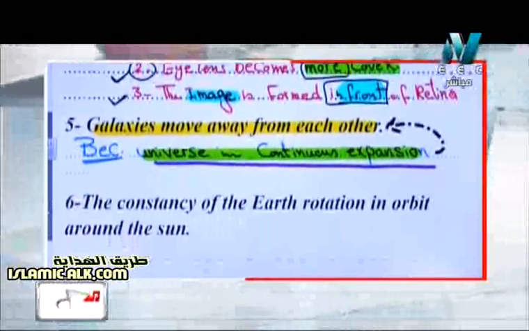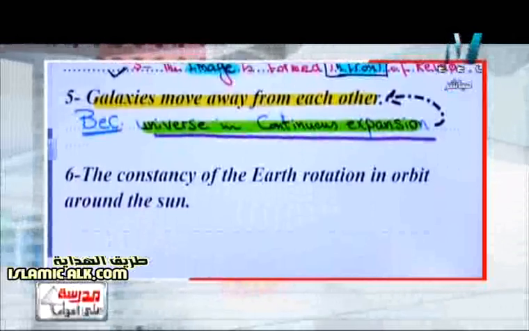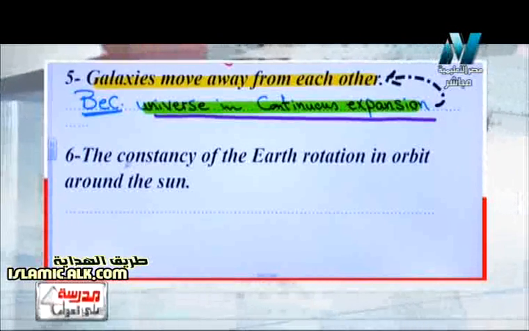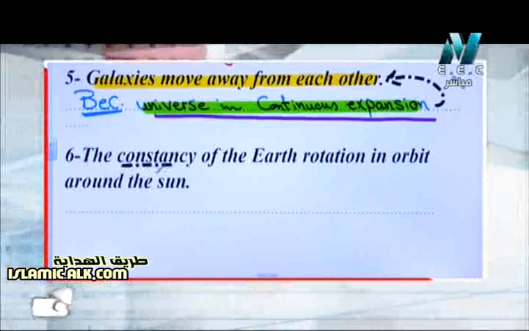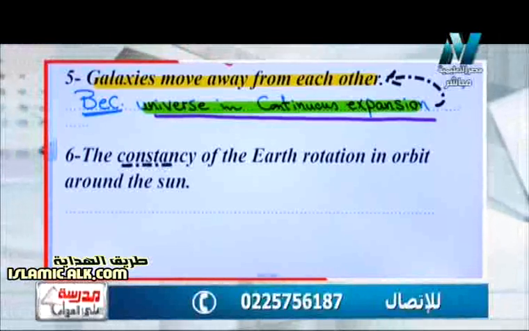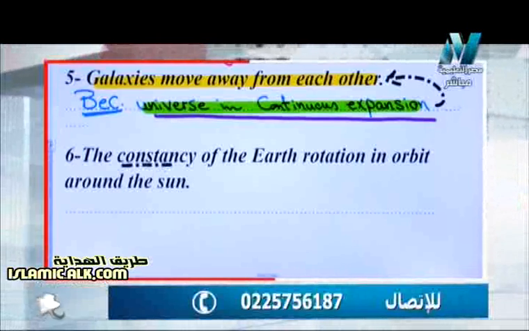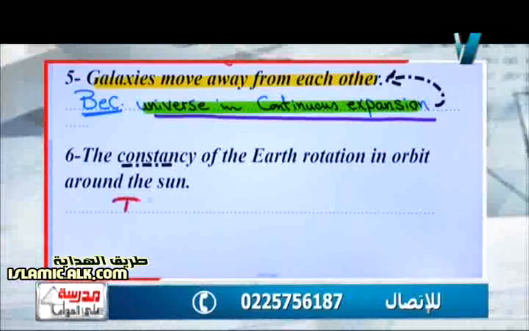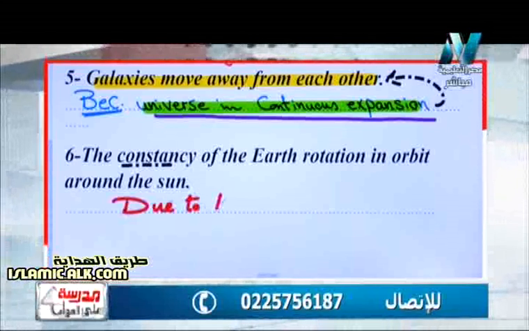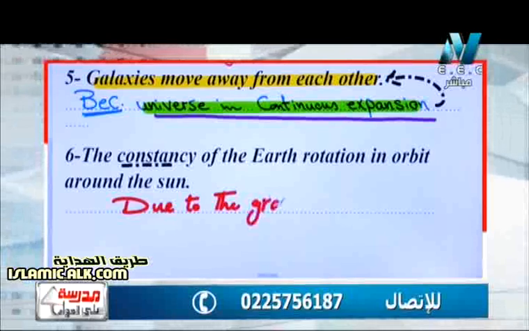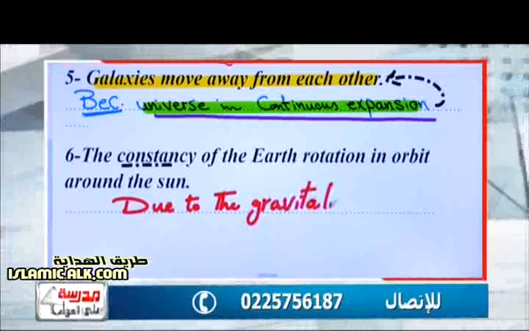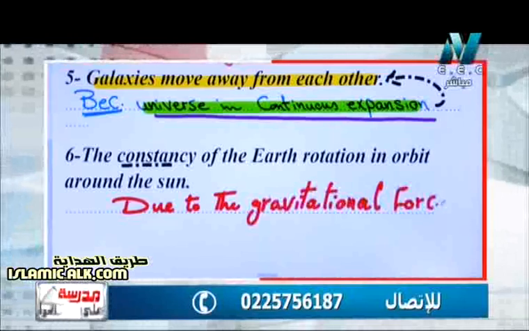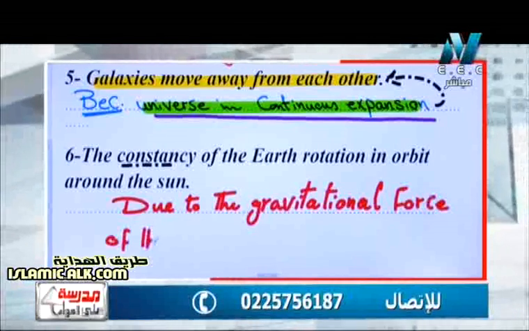Okay. Next question is number 6 as we have here constancy of the earth rotation in orbit around the sun. الكونستانسي هنا معناها ثبات يعني constancy of the earth rotation around the sun. طبعا we have this information from fourth and from first prep عارفينها من اولى اعدادي ومن البرايمري ستيج من ابتدائي. اقول له due to the gravity أو gravitational force of the sun.